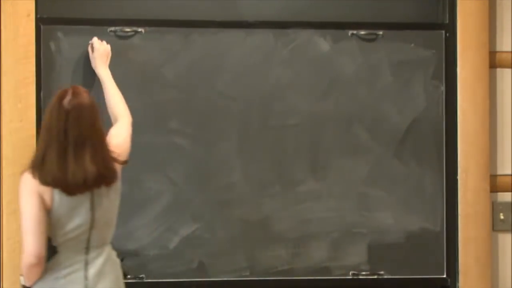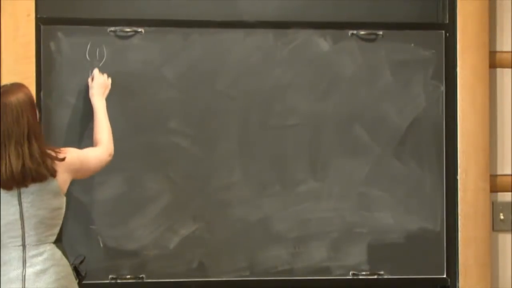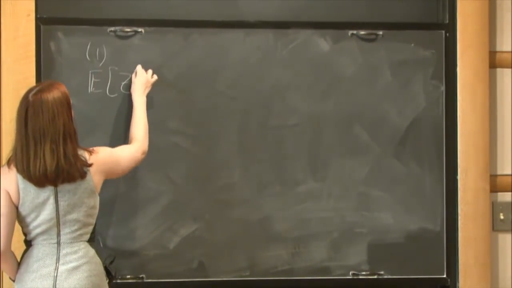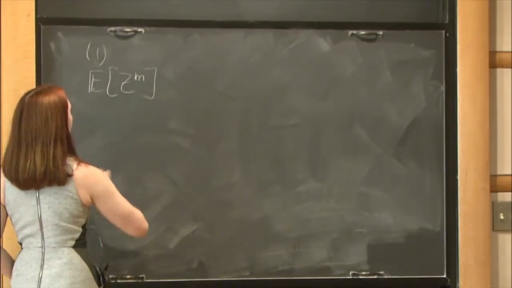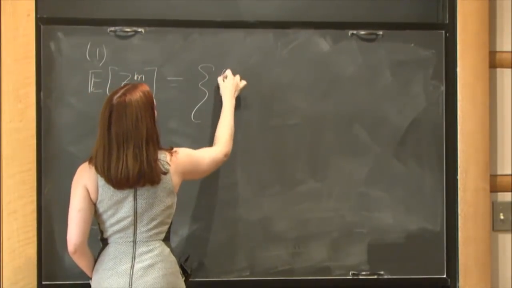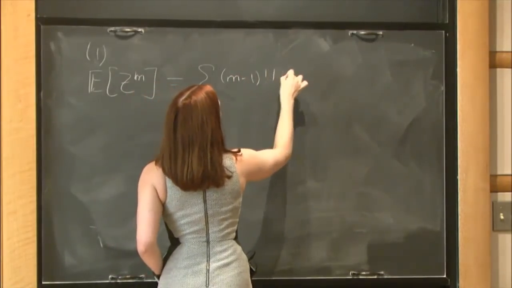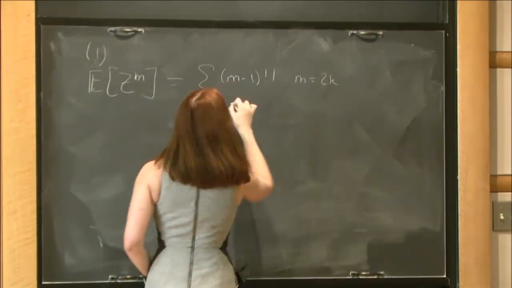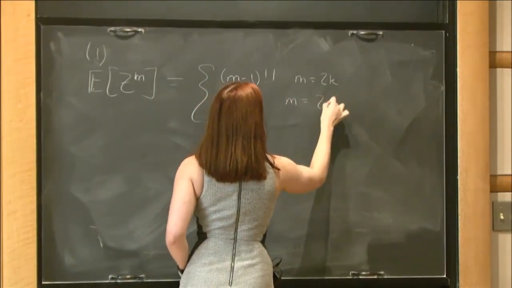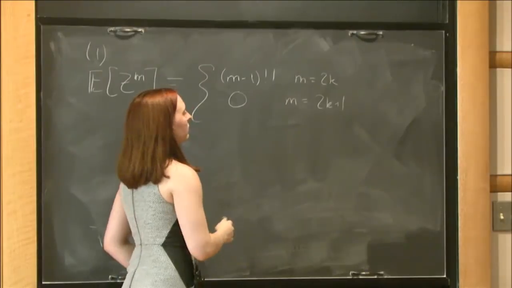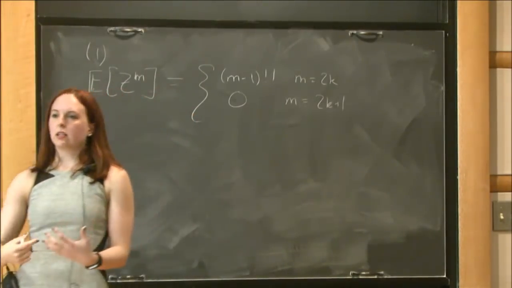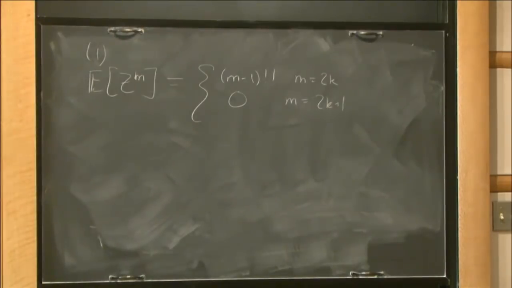The first, so recall what the moments of a Gaussian are. If I have the expected value of z to the m, this is (m minus 1) skip factorial if m is even, and 0 otherwise. So the first thing we can do is, any of these products where I have a variable appearing to an odd power, those are going to have expected value 0. So I can go ahead and throw away all the graphs with edges of odd multiplicity.